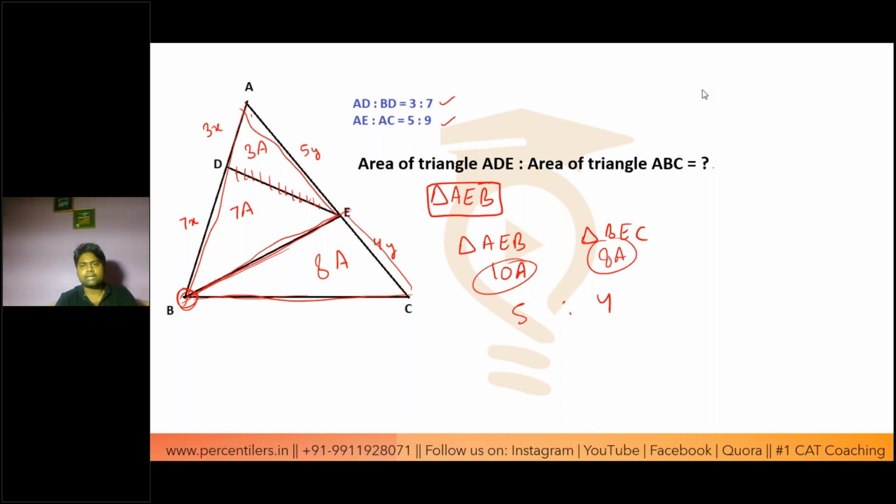Okay. So triangle ABC, the area is 7, 3, 10, 18A. And triangle ADE, the smallest one, has the area 3A. What is the ratio? 1:6.